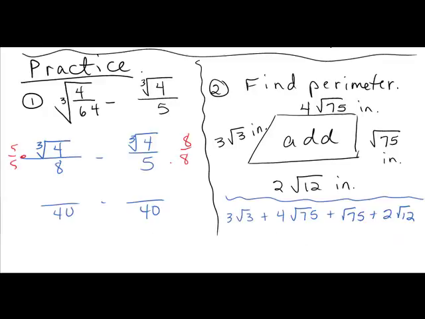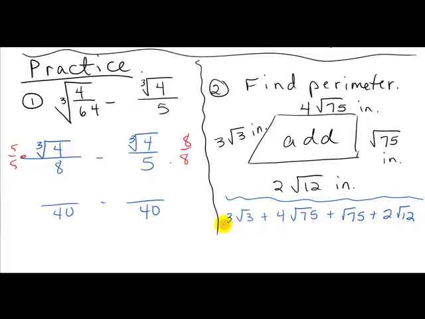Okay, so here's the first step for both of these. I went ahead and took the square root of 64. And then I know I've got to get a common denominator, so I'm just going with my default, multiplying those two to get 40. The next thing I will do is create those equivalent fractions. On number 2, where I need to find perimeter, I know that I need to add, so I just went ahead and wrote down all of the lengths of the sides so that we can add those together.